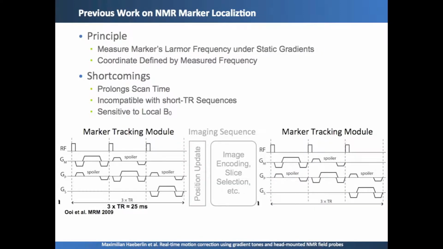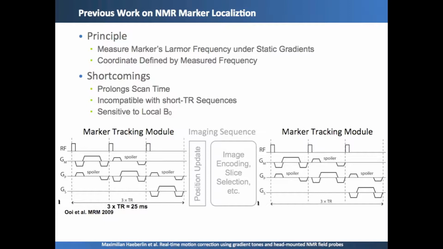Previously, NMR marker localization was achieved by applying a sequence of 3 static gradients and measuring the marker's NMR frequency shift. This way of tracking NMR markers has several shortcomings that we addressed in this work. The insertion of a marker tracking module prolongs scan time and lower bounds the minimum sequence TR to the duration of this tracking module, which is longer than the repetition times in clinical sequences, and hence renders the method incompatible in such scenarios. Another shortcoming is its dependence on the local static B0 field at the probe position.